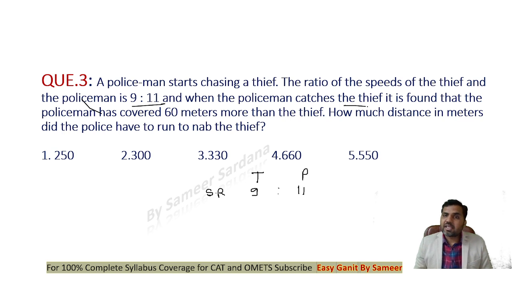And when the policeman catches the thief, it is found that the policeman has covered 60 meters more than the thief. Now keep this in mind: in this particular case, you can see that distance is not constant, right?